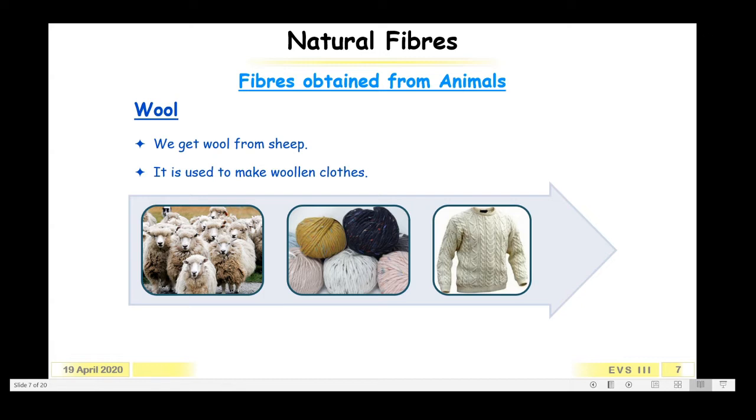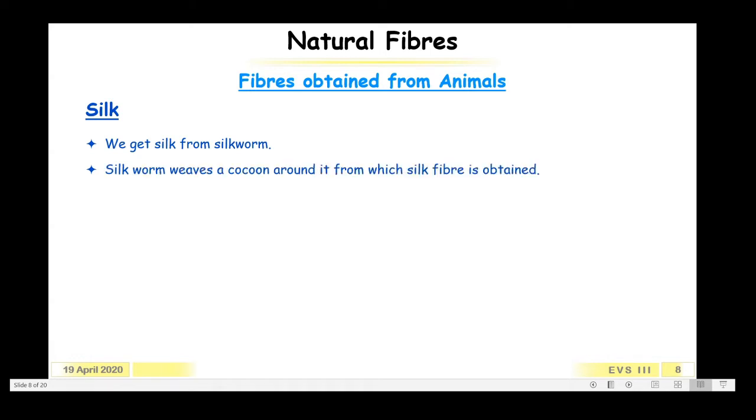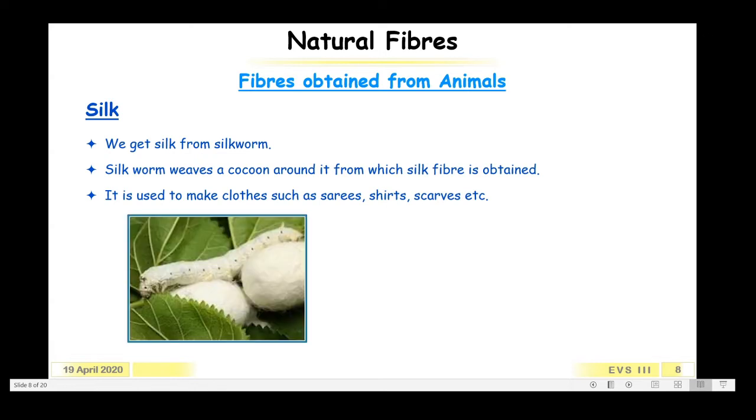Now let's switch over to the silk. Silk we get from the silkworm. So it is a kind of caterpillar, no? And the silkworm weaves a cocoon around it from which silk fiber is obtained. It is used to make clothes such as saris, shirts, scarves, etc. So here in this picture we can see the silkworm. Yes, and these are the cocoons.